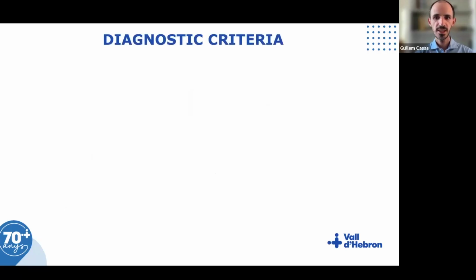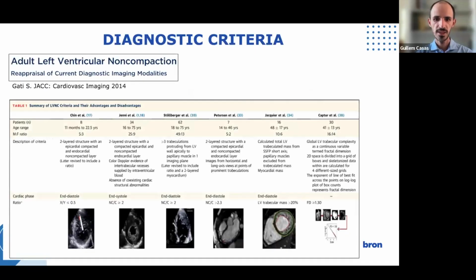Okay, so we will start this review talking about the diagnostic criteria. As you are all well aware, there are many proposed diagnostic criteria, and I would like to remark here that all of them are based on small series of patients. All of them use more or less arbitrary cutoff points, either a ratio of 2 or 2.3, measured at either diastole or systole, and most of them don't have a histopathological background or clinical follow-up.